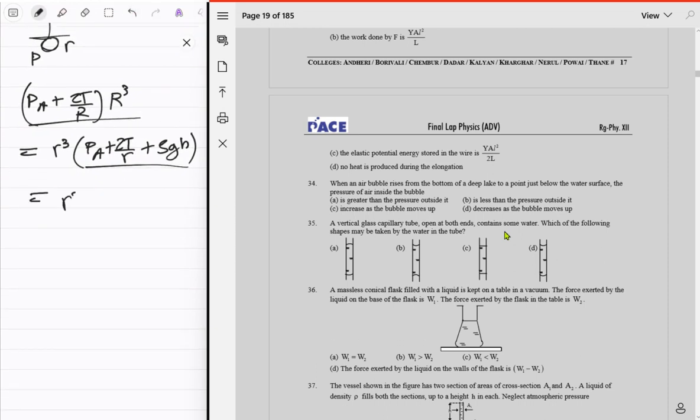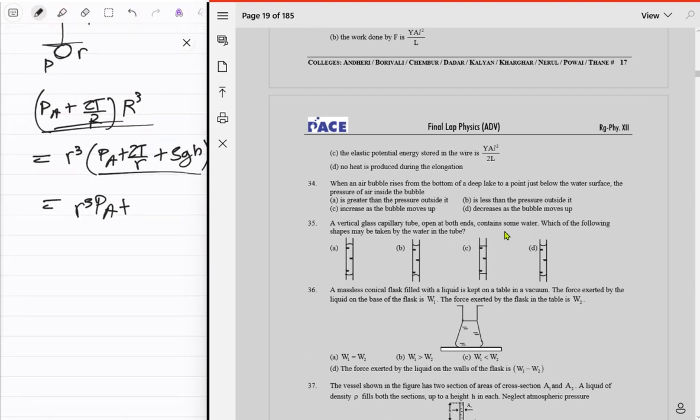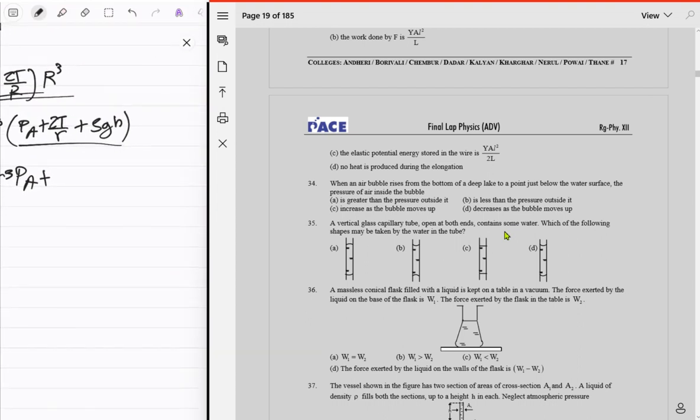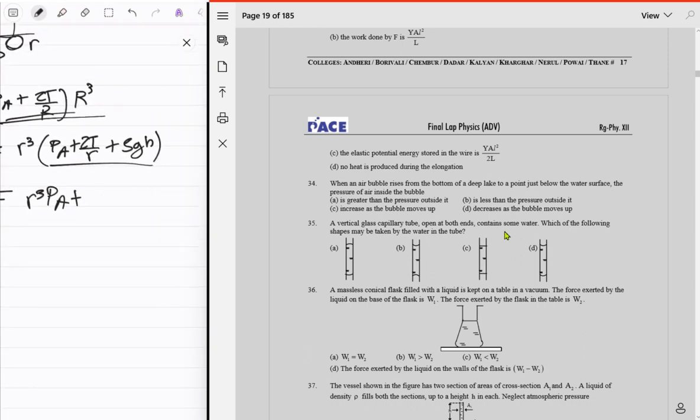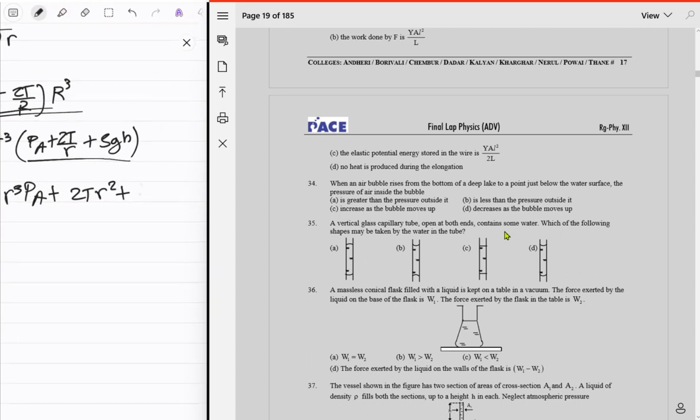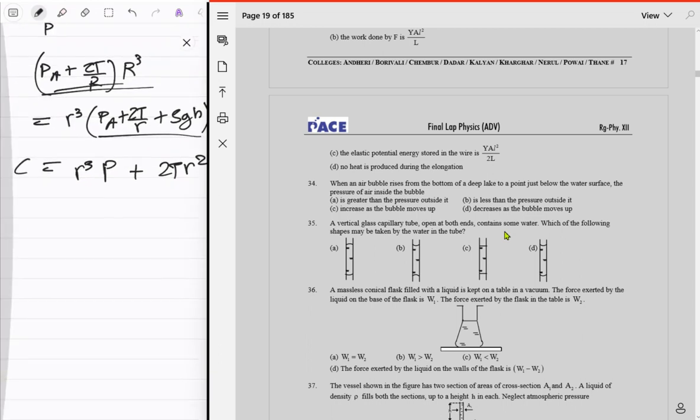Okay, it's like what r cube P_A plus, this is some constant, just put it as like c. We don't know क्या है, just है, right? So r cube P_A plus 2T r squared plus r cube rho g. Actually, you know, like P_A plus rho g को एक काम करो, just call that p. Just call it p, in fact. Okay, plus 2T r squared, right? That's the one thing. तो ये अपना इक्वेशन है.